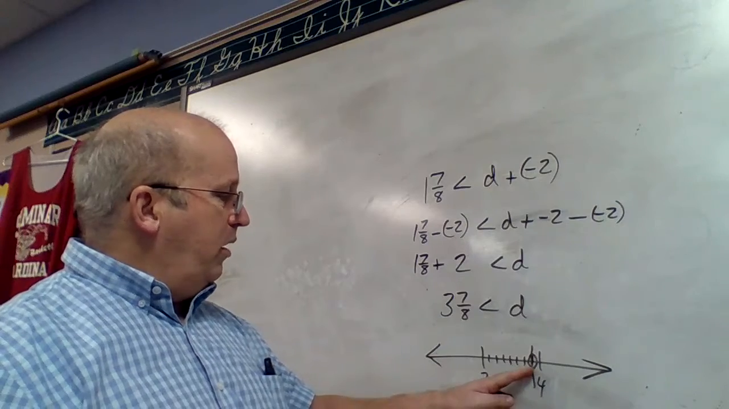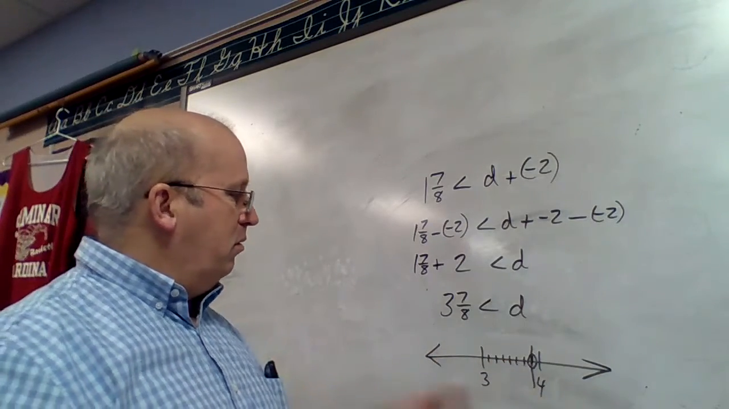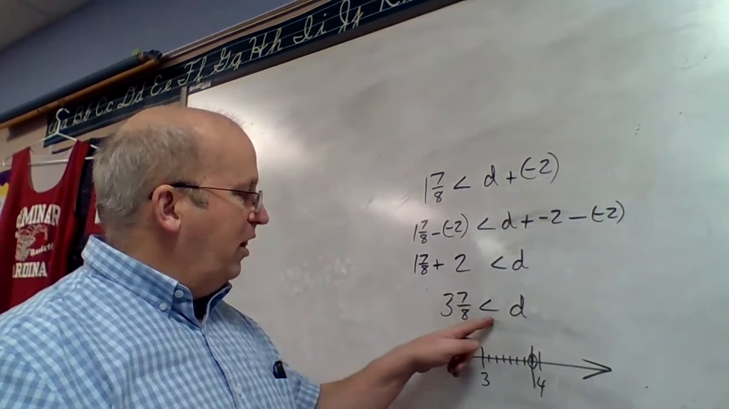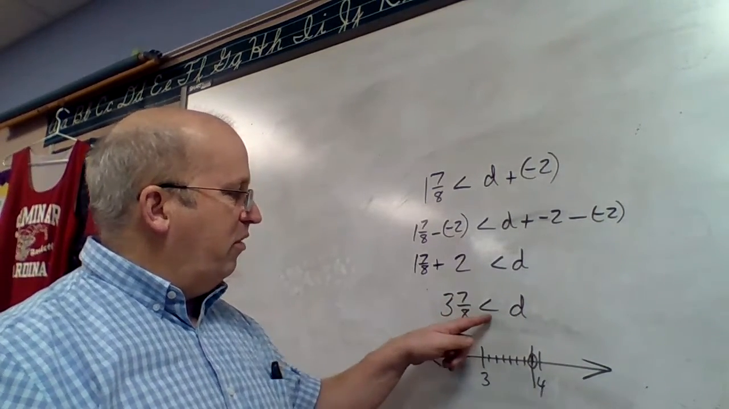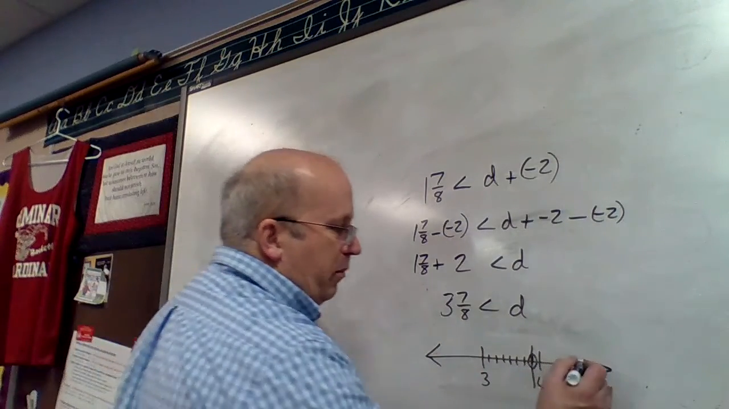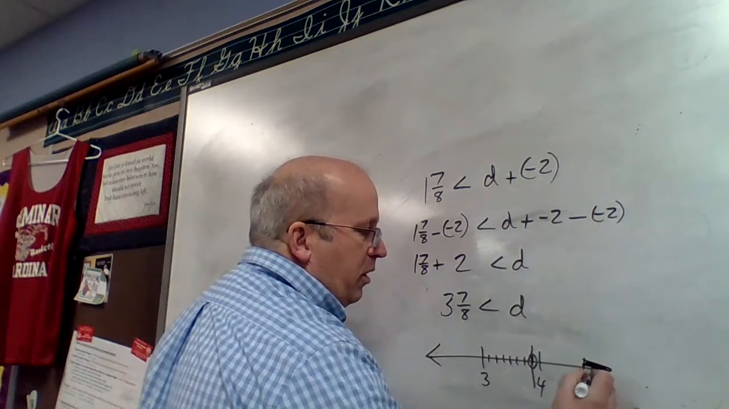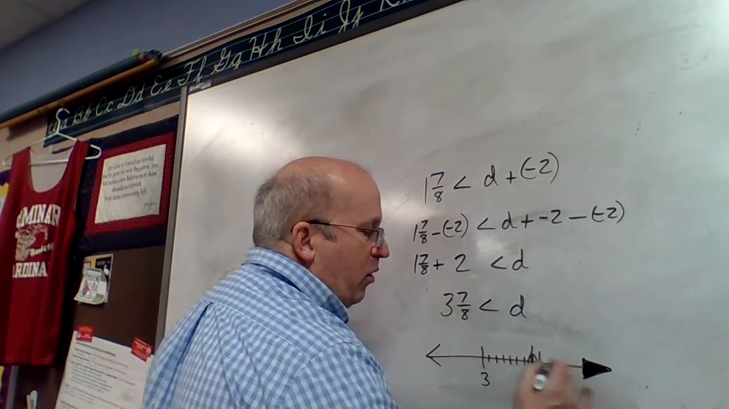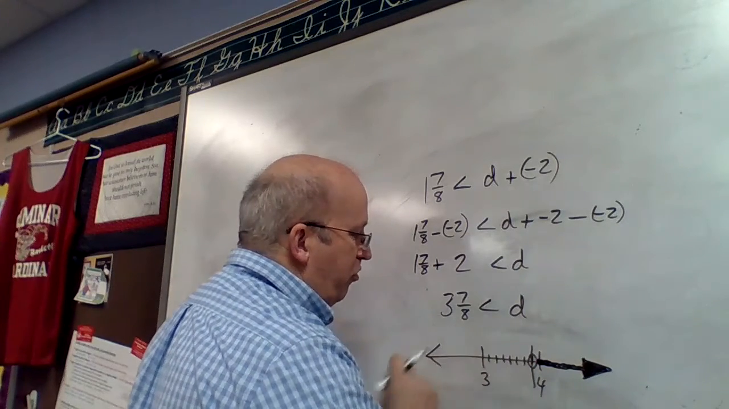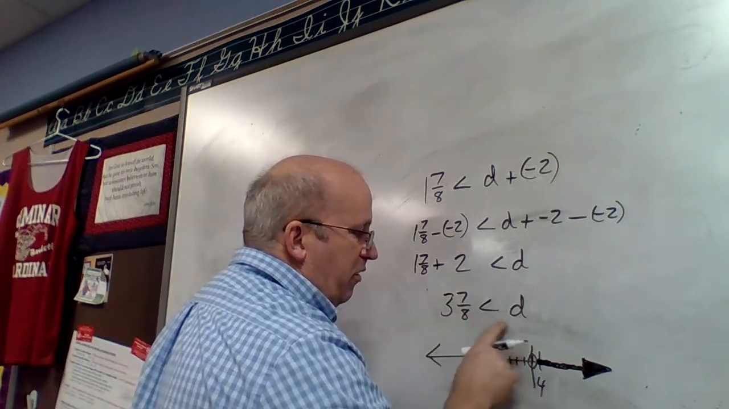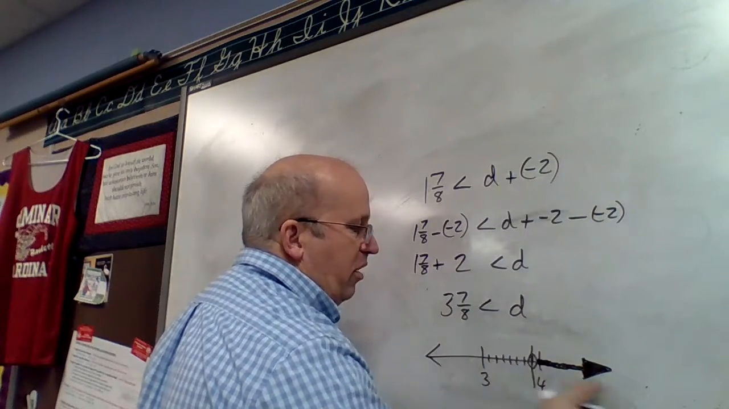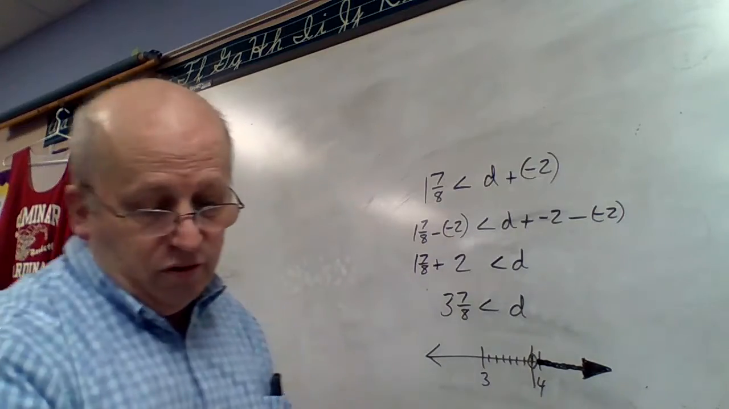And the question is, am I going to shade the left or the right? What number could I put here that would make 3 7/8 less than it? 3 7/8 is less than this number or these numbers. Well, it's these over here. So I'm going to shade the right-hand side because a number like 4 or 5 or 6 or 7 would all make this a true statement, right? 3 7/8 is less than 4. 3 7/8 is less than 5. 3 7/8 is less than 6. All of these numbers make that a true statement.